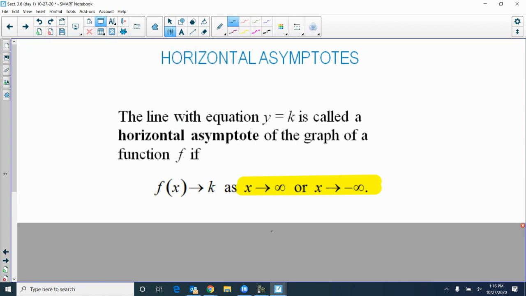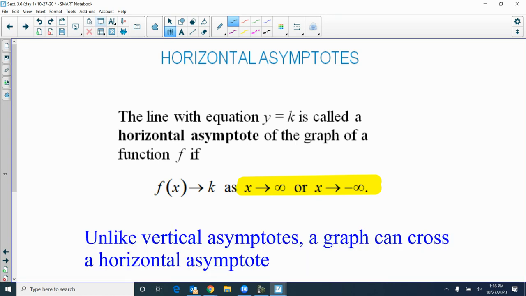Okay, f of x goes to k, which is just a constant. Okay, and that line y equals k is called a horizontal asymptote of the function, if as x goes to infinity, f of x goes to this k value, and as x goes to negative infinity, f of x goes to the k value. All right, one huge difference.